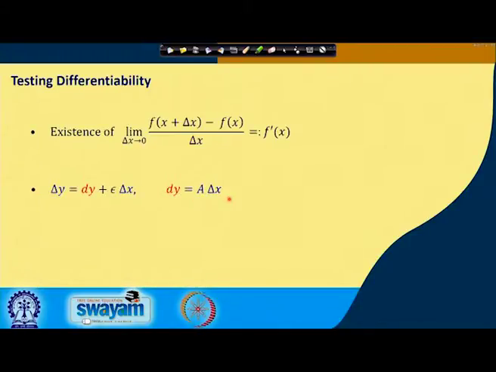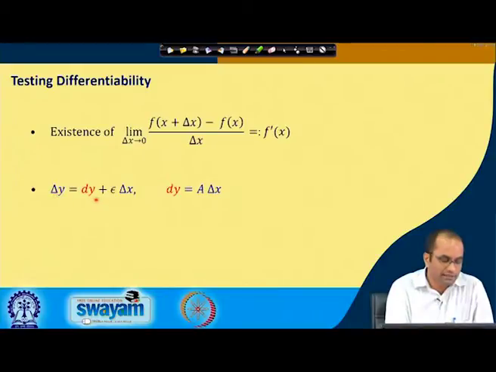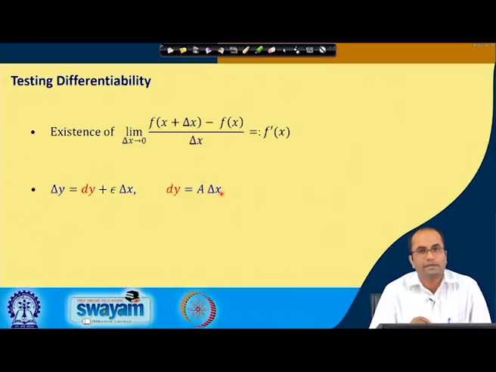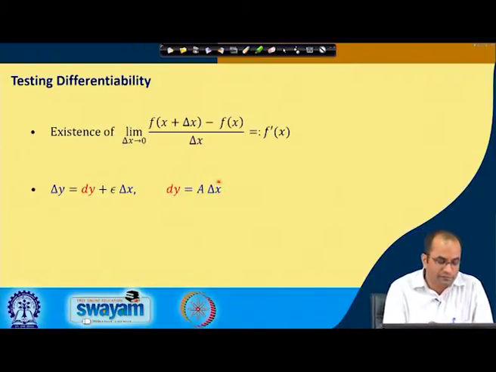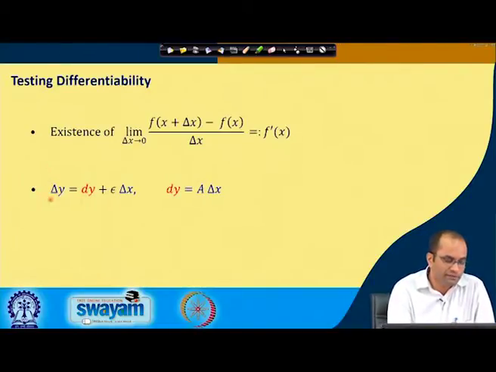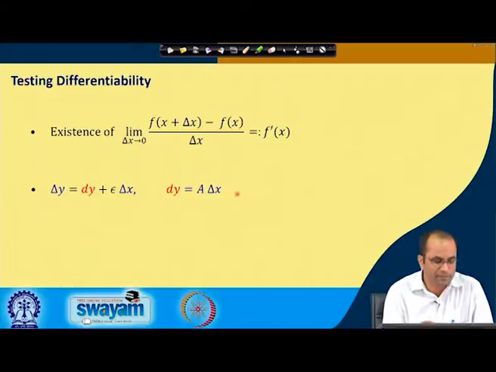The second concept we have seen is that delta y is equal to dy plus epsilon delta x. We can write down this expression in terms of dy and epsilon delta x, and dy was a times delta x, the increment, and this is called the differential term. So, this is another way of testing differentiability, that we can write down this delta y in this form.